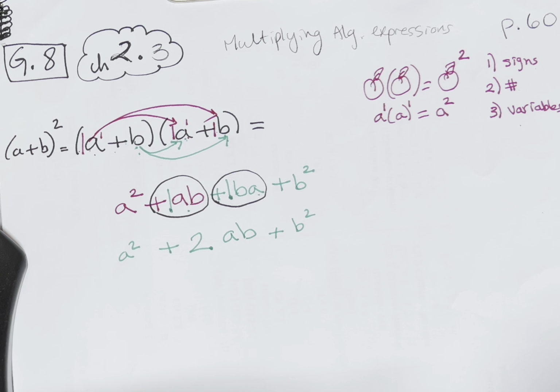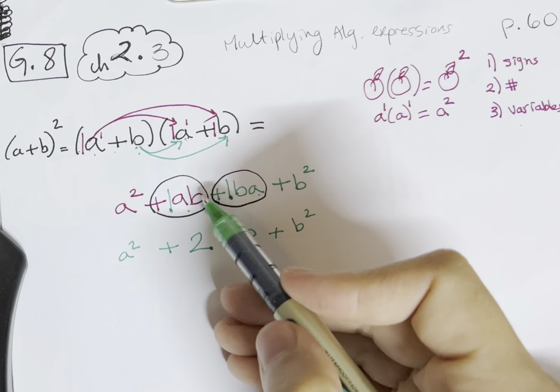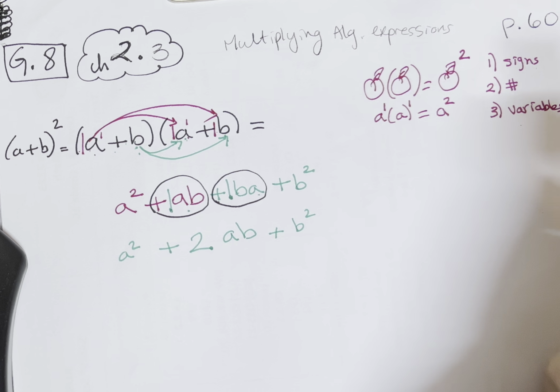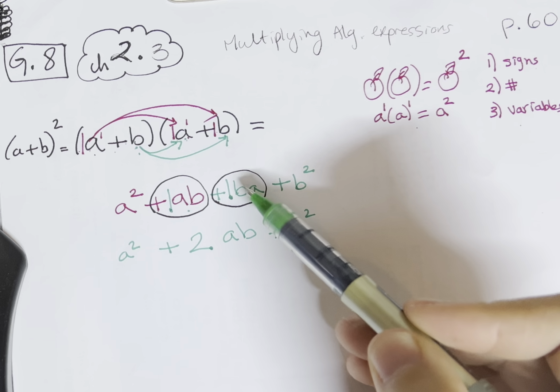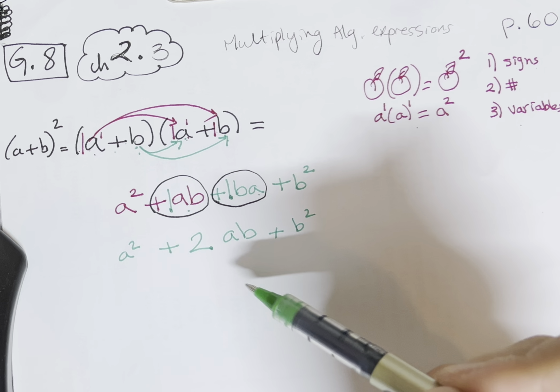Now a question. Why did I not say A power 2, B power 2? Because here I am not multiplying. I am adding. When I add, I just add the like terms.